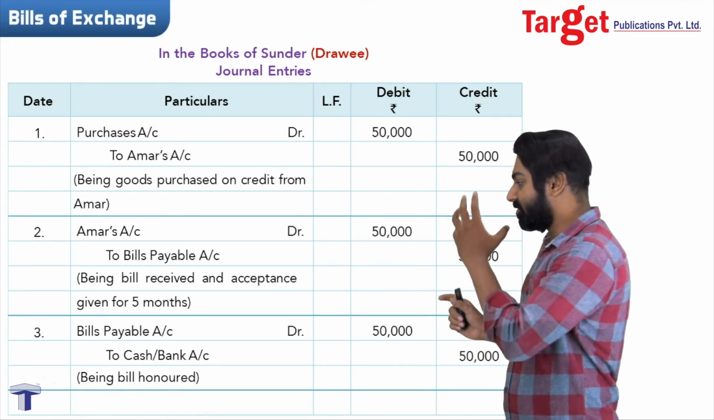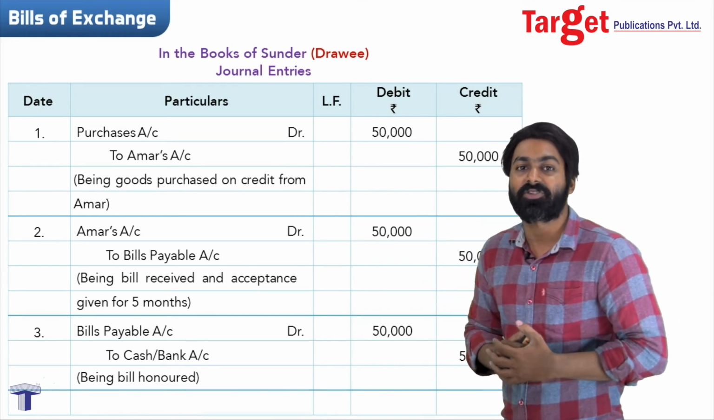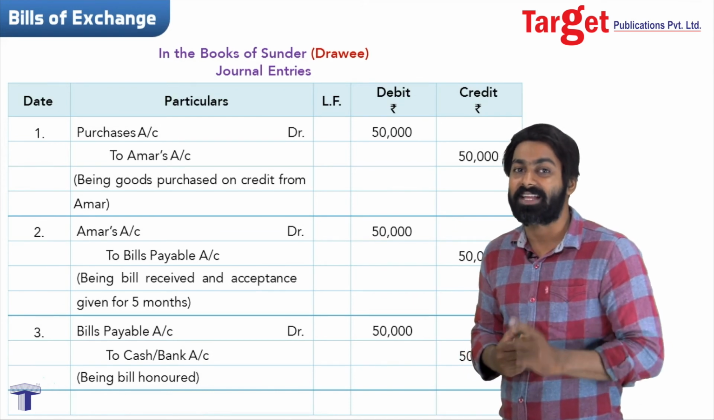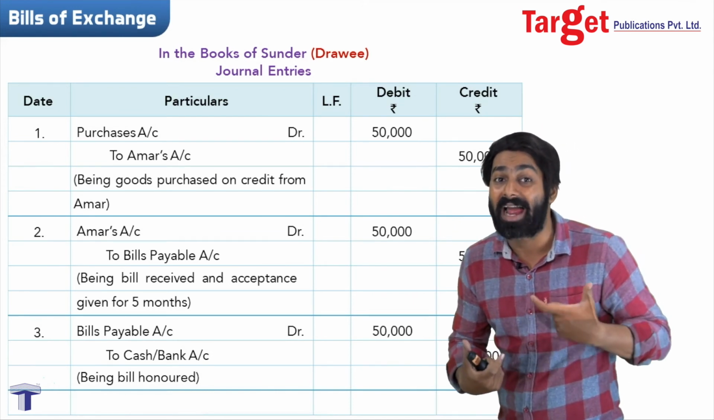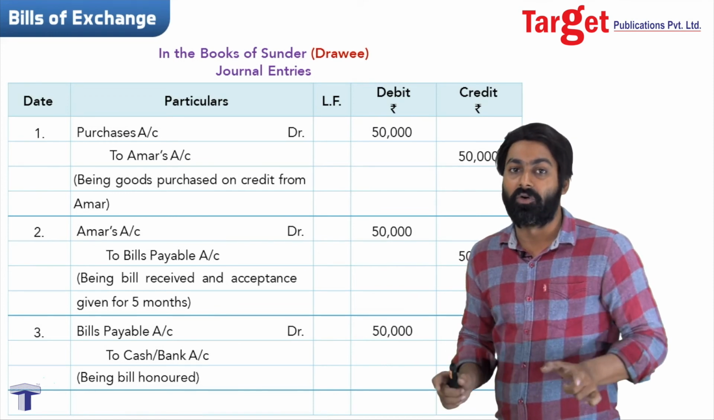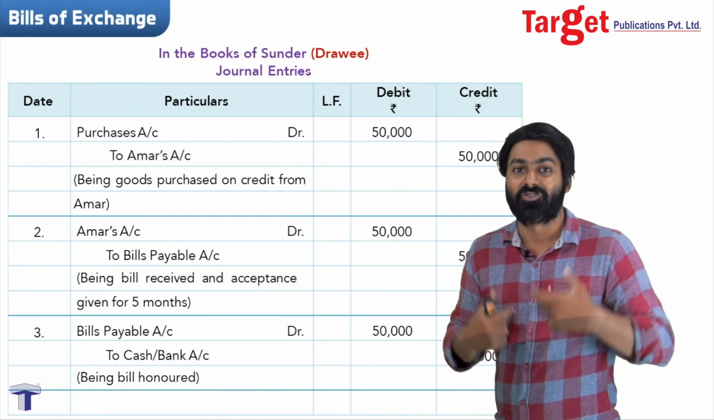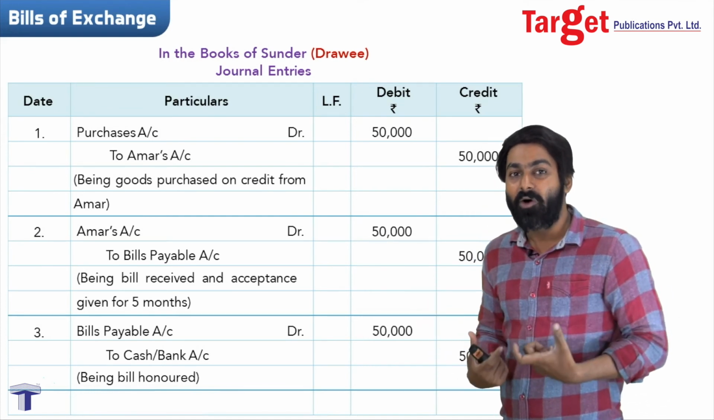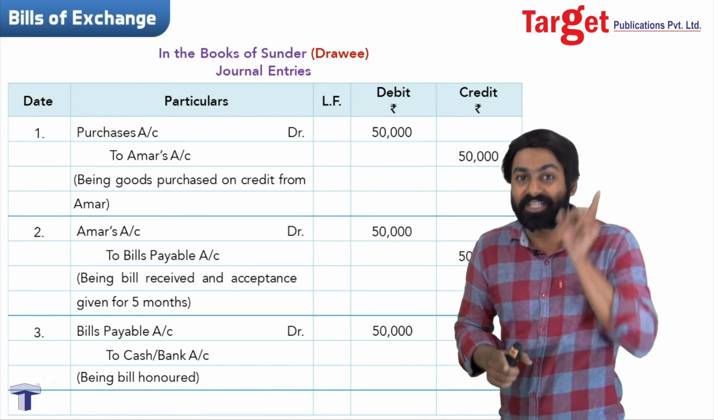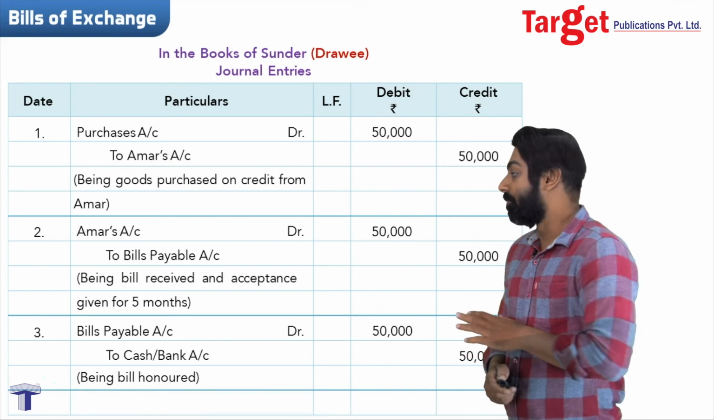Now do you think for this transaction, for honoring of bill, there will be any entry in the books of Amar? No. Why? Because the transaction on due date takes place between the bank and the drawee. Will there be any entry in the books of Avinash? No, because the transaction takes place between the bank and the drawee. So since this bill is discounted, there is no entry in the books of drawer and endorsee. The honor entry will come only in whose books? It will come in the drawee's books.